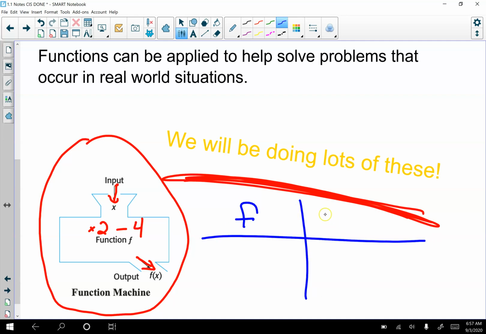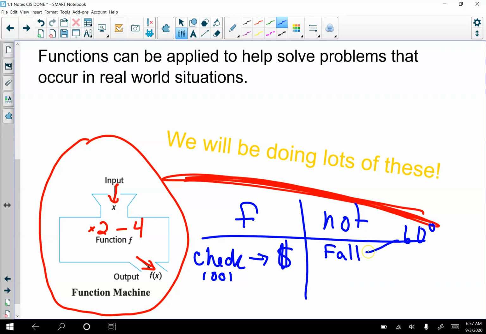Function versus not a function. So writing a check, you can only write check number 1001 out for a certain dollar amount. You can't write the same check out for two different dollar amounts. It can only be one amount. So that would be considered a function. And something that's not a function would be like the fall season could have 60 degrees one day and 40 degrees the other. So that would be an example of not a function.